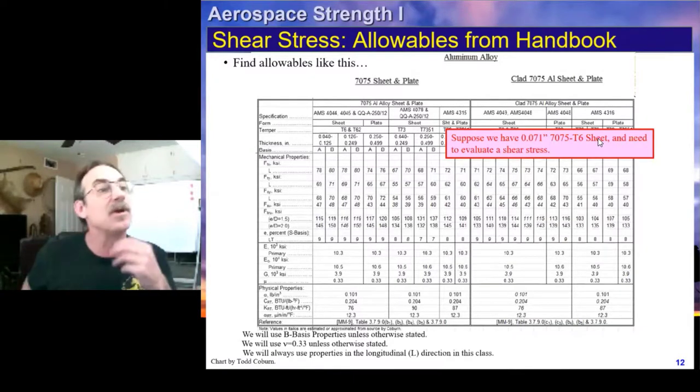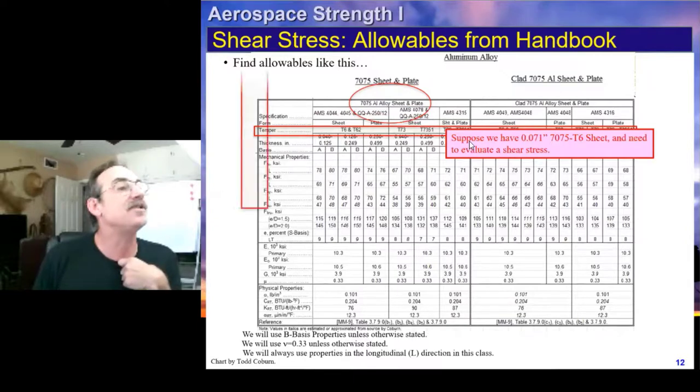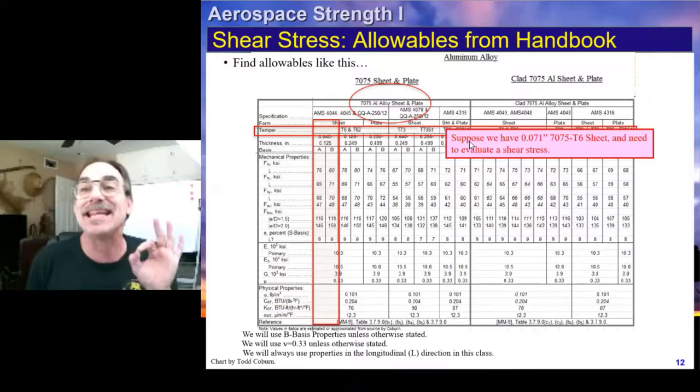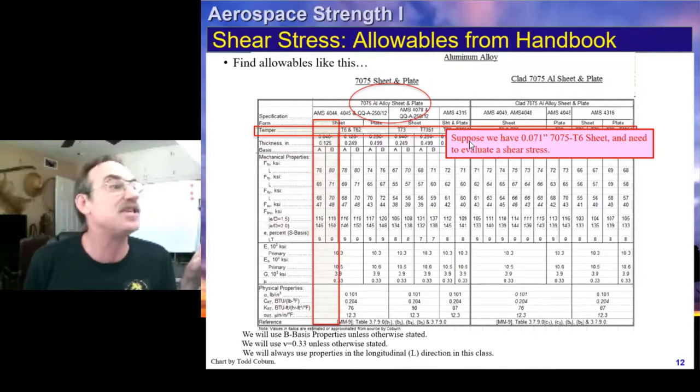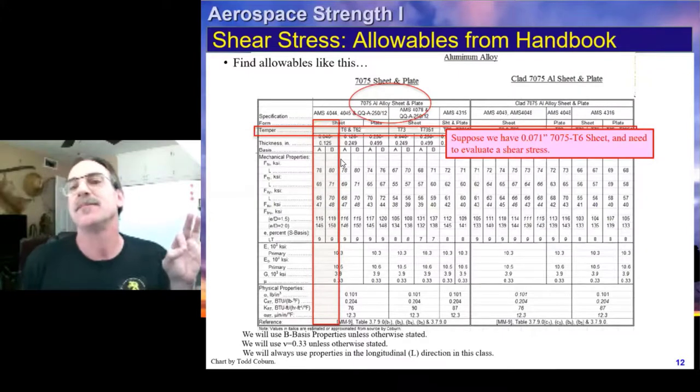So what we're going to do, we're going to come here. We're going to say, okay, where's the 7075? Oh, there it is. Great. It's a 7075 sheet. Perfect. Then I'm going to look for the T6, right? So first I'm going to say, okay, I found the right material. Then I'm going to say, I found the right temper. You see the T6 temper? Same thing we did for axial loads. Then we're going to find the right thickness. Where does our thickness apply? 0.071 applies to that band. Now we're going to use A or B basis.